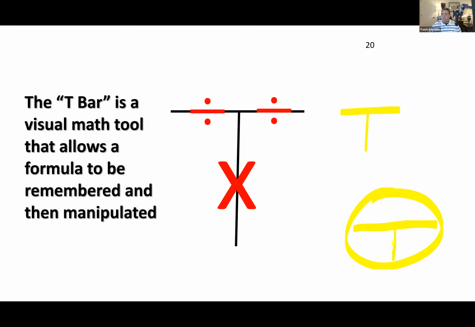So if you feel better with the circle there, do it. If you don't feel better with the circle, don't do it. The T is the important part. The T is a visual tool to help you know what to do with the formula once you've remembered it. The T-bar does not help you remember the formula. You've got to remember the formula. You've got to remember the three things that are going to show up in this formula.